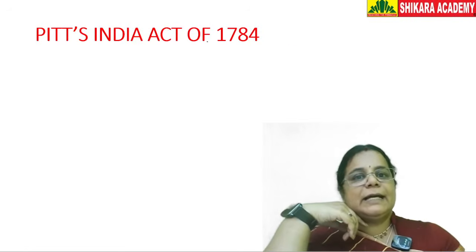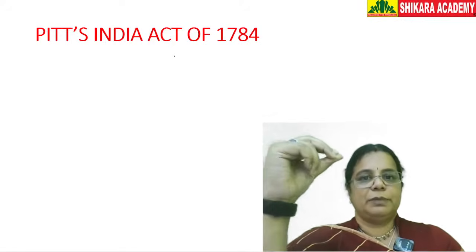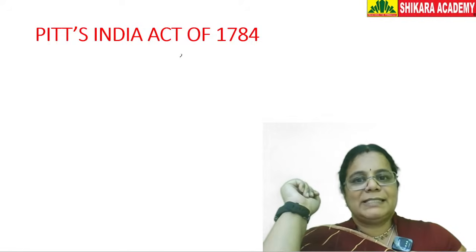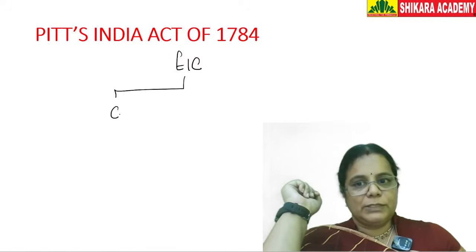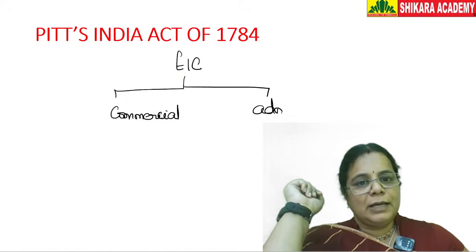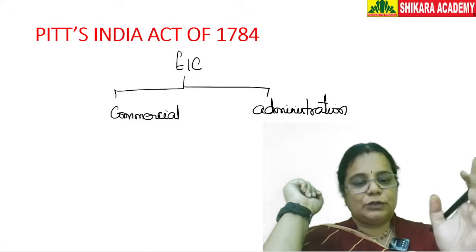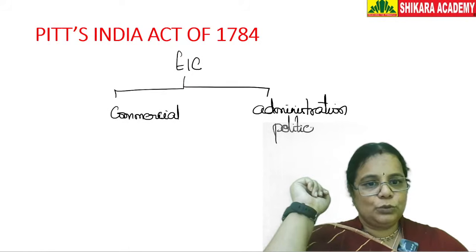Moving forward, Pitt's India Act of 1784 was basically proposed by a person called William Pitt, and named after him. Most important point, the only point that is important: the East India Company entered India as a trading body. First, it started as a trading body, so it had commercial functions. Eventually, it started administrating India, so it also started administration. Now, what they did is they clearly divided East India Company functions into two: commercial functions and political functions. This was related to trade.